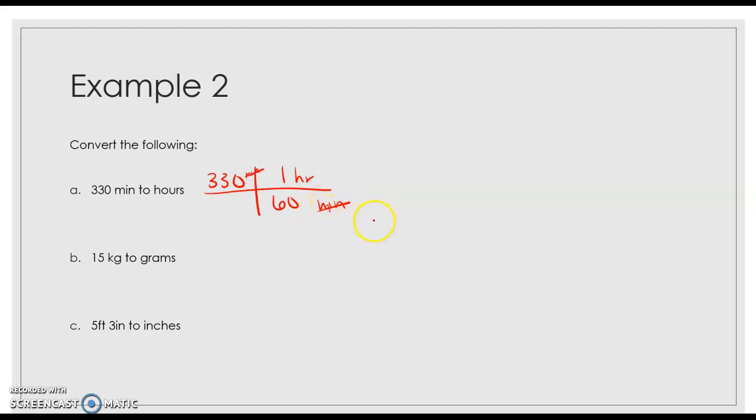And I'm going to take 330 and I'm going to divide by 60. And so that ends up being 5.5 hours. So 330 minutes is 5.5 hours.